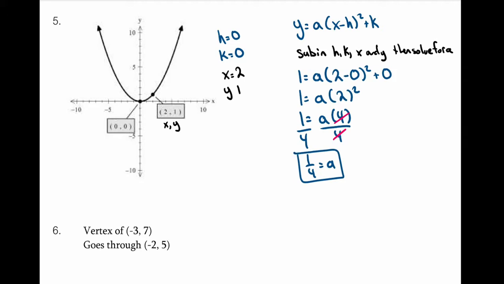Now I have my a, h, and k value, so I can put this all together. y equals 1 over 4 x, because it's minus 0 squared, I can just do x squared. I could add in the plus 0 for the k, but I don't need to show that either. So then this is my equation of the quadratic for this parabola.